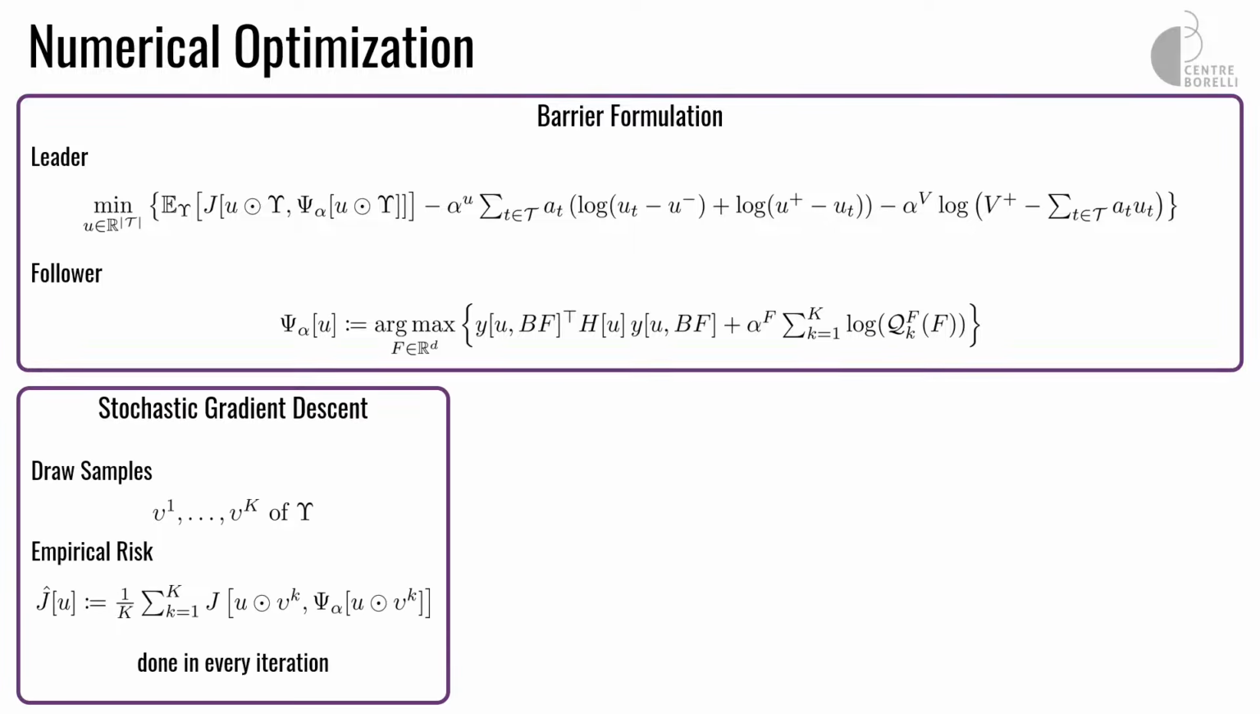Then to optimize this leader problem, we use stochastic gradient descent, which everyone knows by now thanks to neural networks. In every iteration, you choose a bunch of samples from a distribution, a normal distribution or truncated normal distributions. We compute all the values, we solve the follower problem, and we have some empirical risk. We take a gradient of this and we follow it.